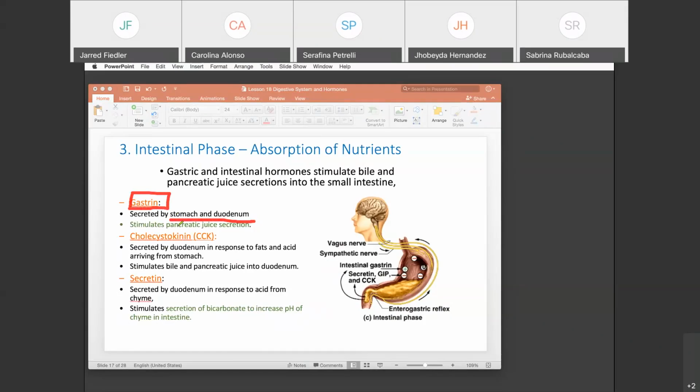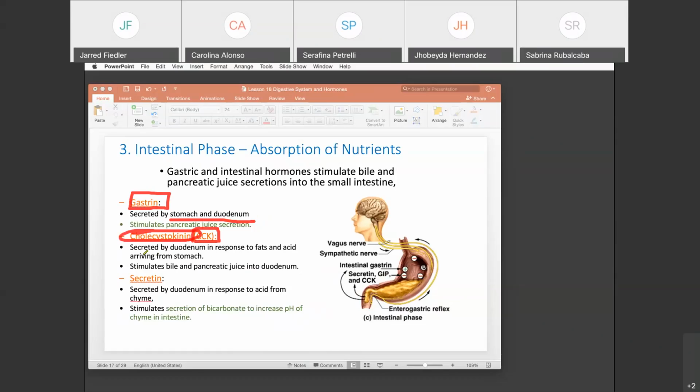And it's going to be stimulating pancreatic juice secretion, okay? Then we have cholecystokinin, or CCK, okay? And on the exam, guys, if I ever ask you something about this, write out the entire name, okay? Don't put CCK. I'll know what it is, but just out of habit, you should write the whole entire name out, okay?